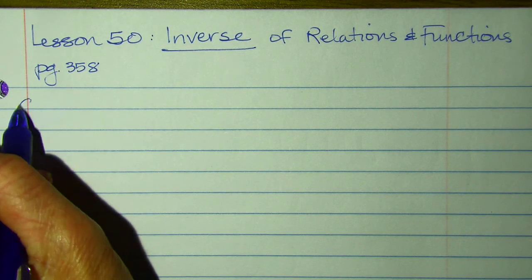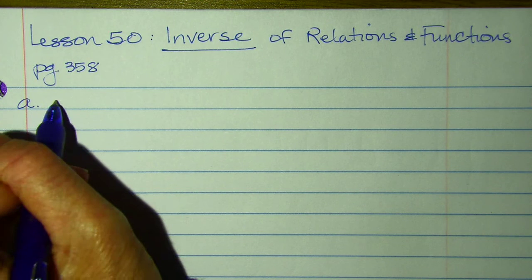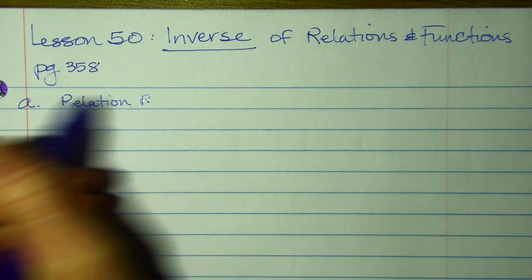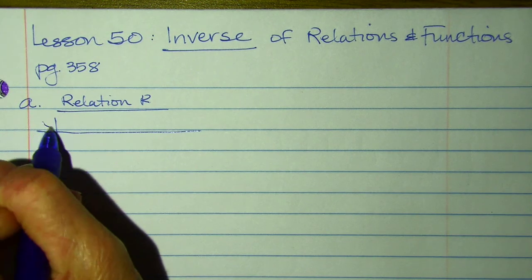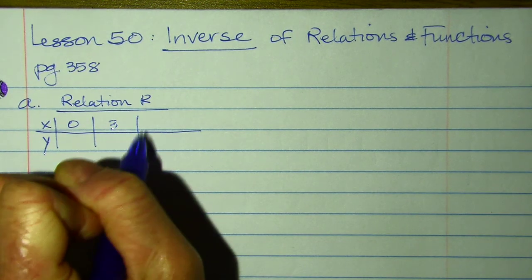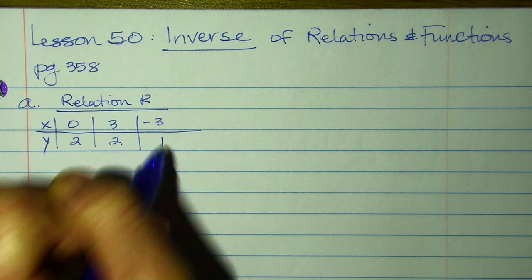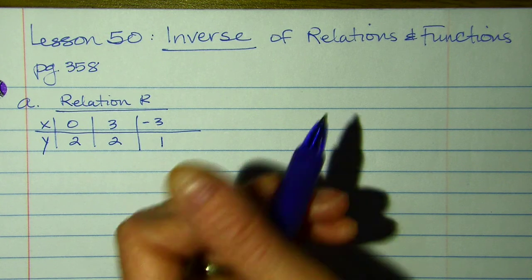Part A asks us to find the inverse of relation R. So here is relation R. They give us a table, and it states the following. Here's X, here's Y, 0, 3. They only gave us 3 points. Do I have that right? Yeah. Okay.